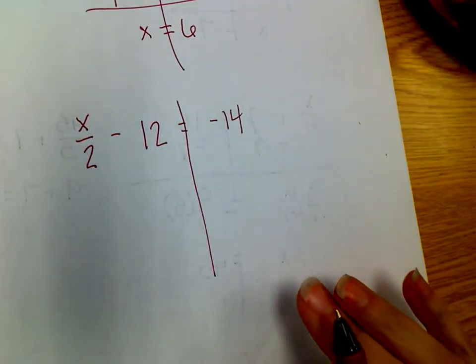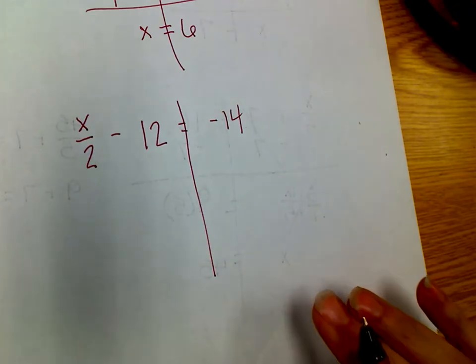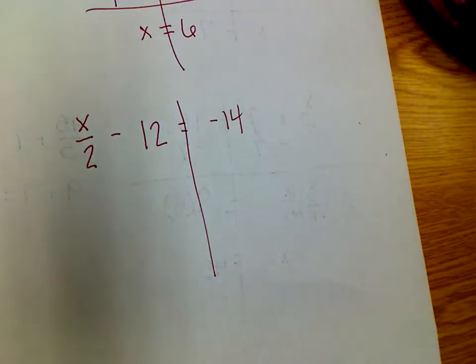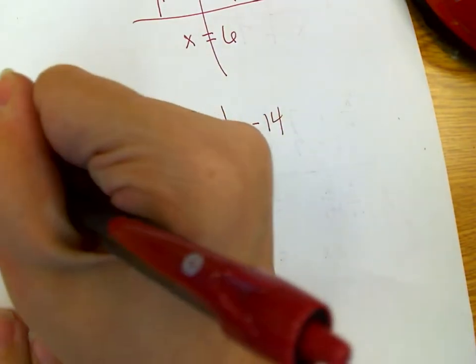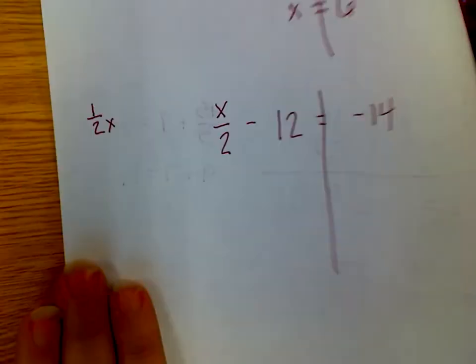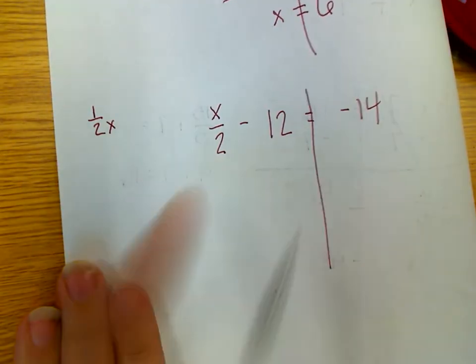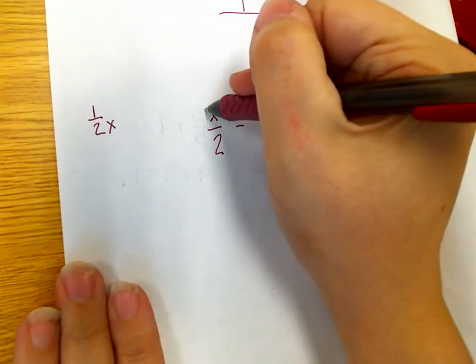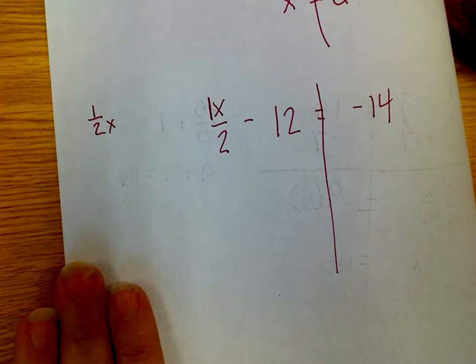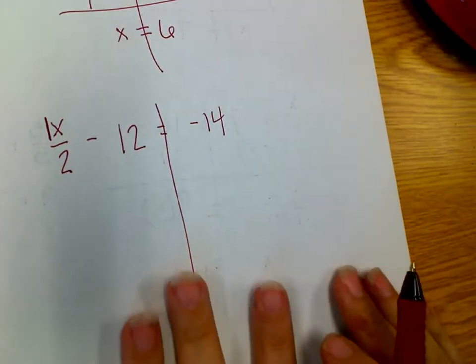So I have x over 2, like x divided by 2. Just a side note, I could also write that as 1/2 x. That's the same thing. 1/2 x and x over 2 is the same thing because this is like 1x. Okay, just a side note there.